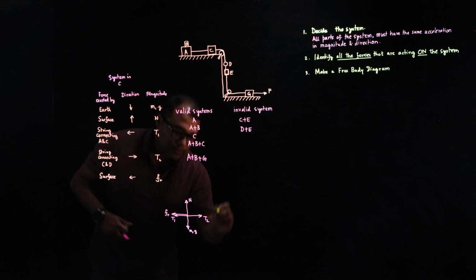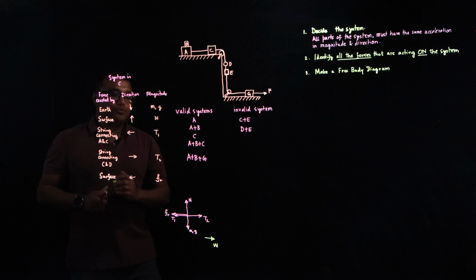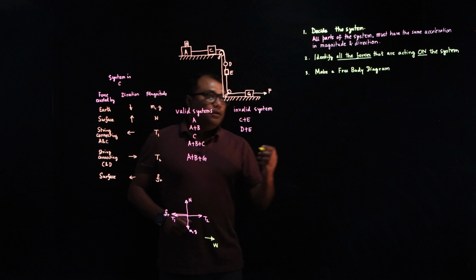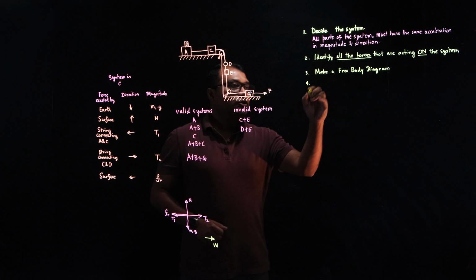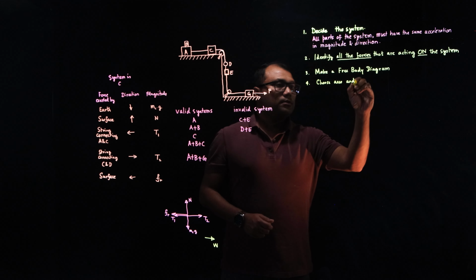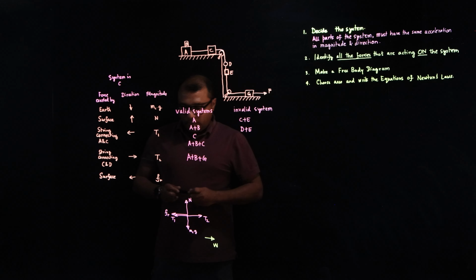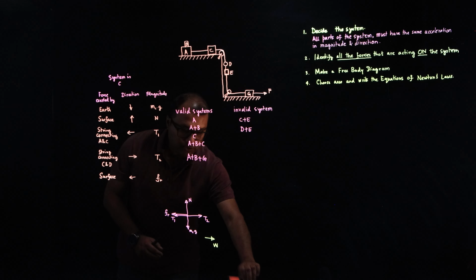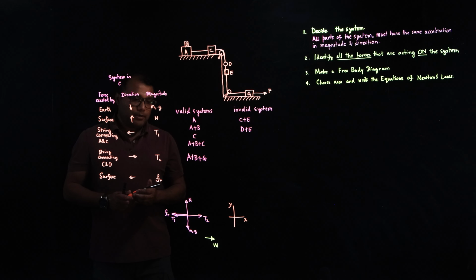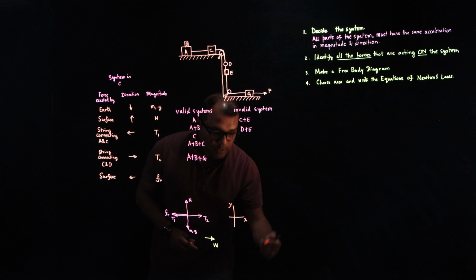And we can also write, supposedly this entire system is not in equilibrium, it is moving with an acceleration W to the right. So make a free body diagram. Step number four is choose axis and write the equations of Newton's laws. So in this example, if we choose an axis, typically we will say this is the x-axis, this is the y-axis. Once we have chosen the axis, then the last step is to write the equations of Newton's laws. So let's write those.